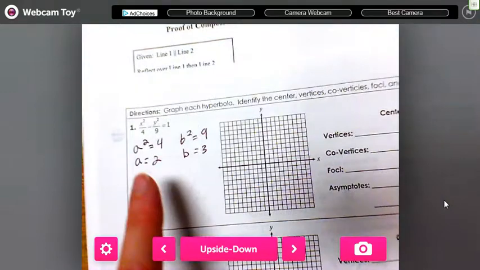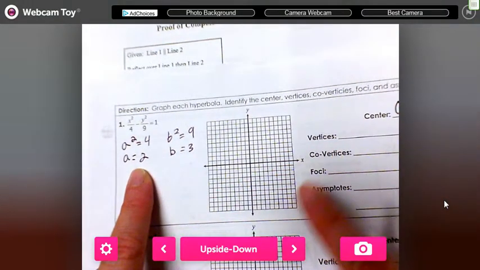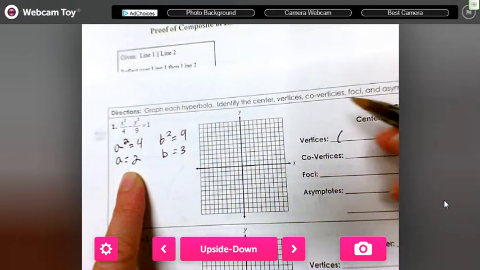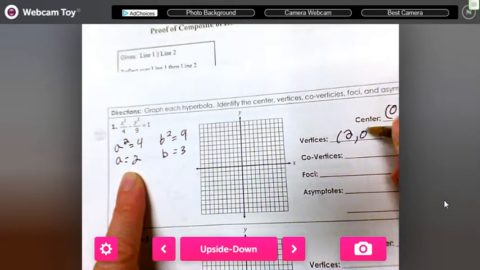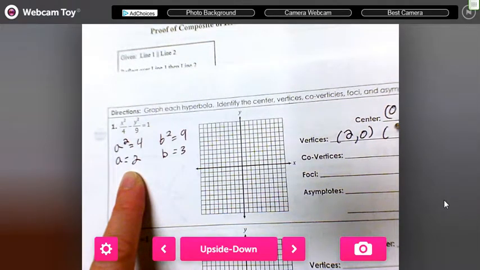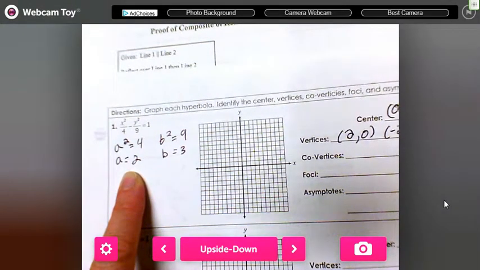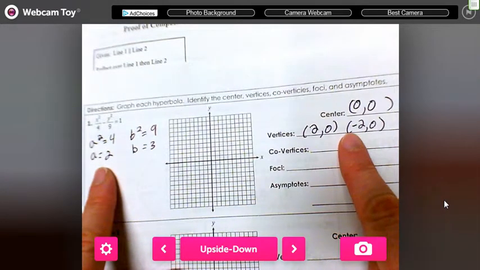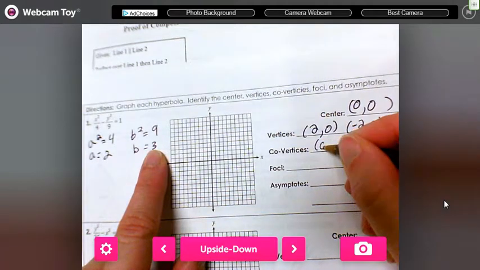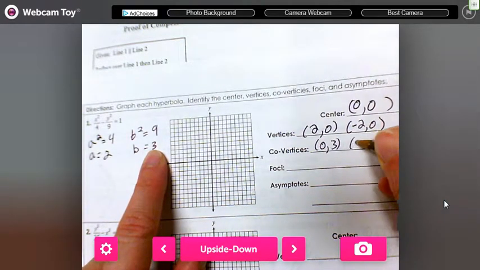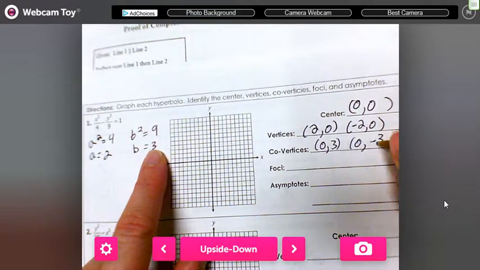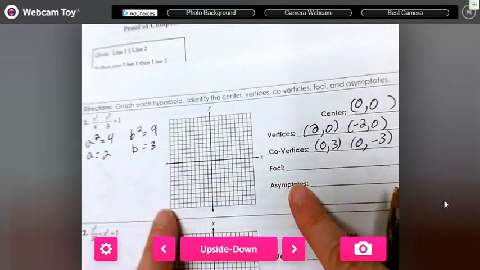Okay, so let's talk about the vertices. This is under the x, so I know it's going to change the x. So 2 away from 0 is 2. And then we have to go the opposite way. Negative 2 away from 0 is negative 2. So those are my vertices. Your co-vertices are 3 away from 0. So we're going to go 0, comma 3, and 0, comma what? Negative 3. Good.